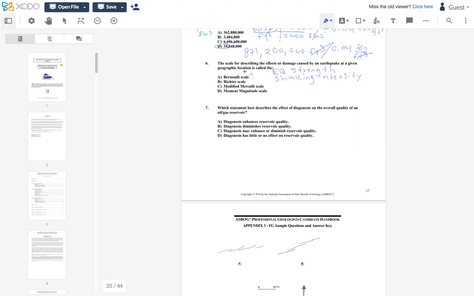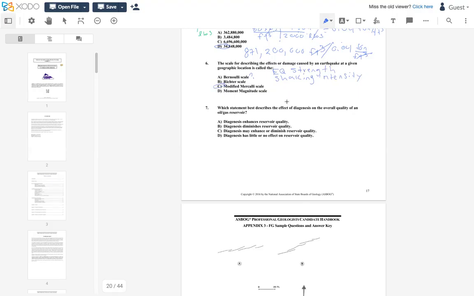So it looks like I don't need to know what a Bernoulli scale is. That's probably like a trick question or trick answer. I'm pretty confident that the modified Mercalli scale is most clearly this description. So I'm going to go with A.